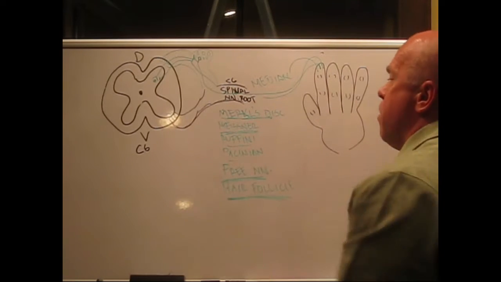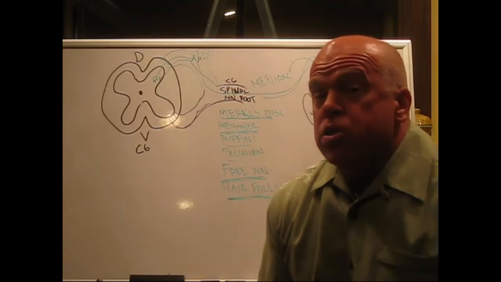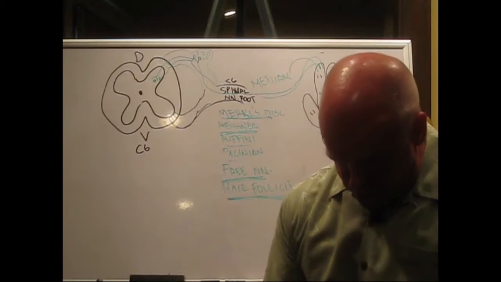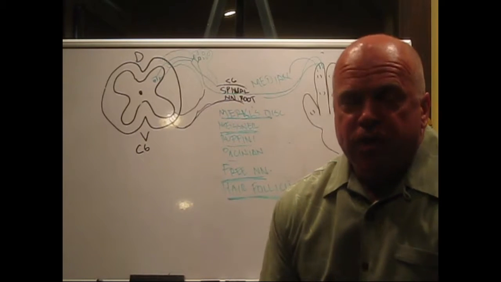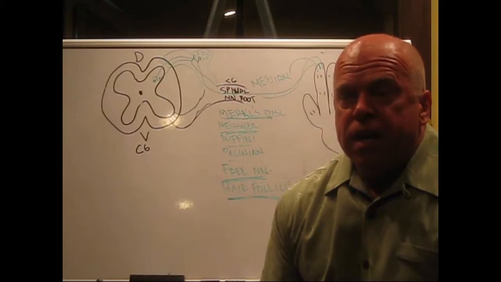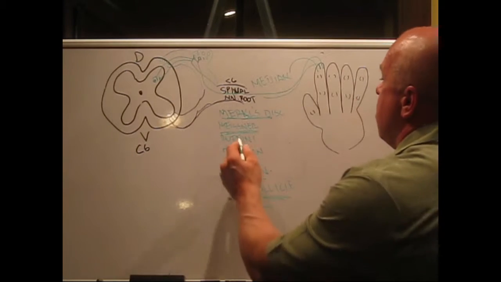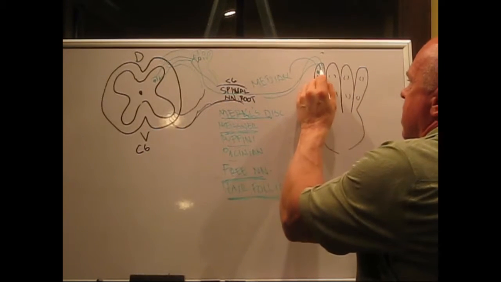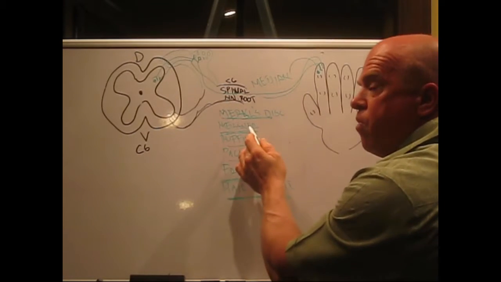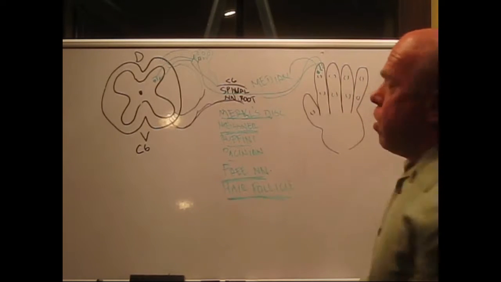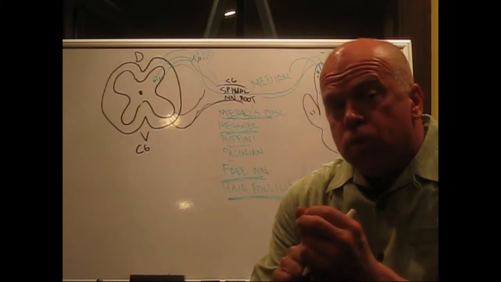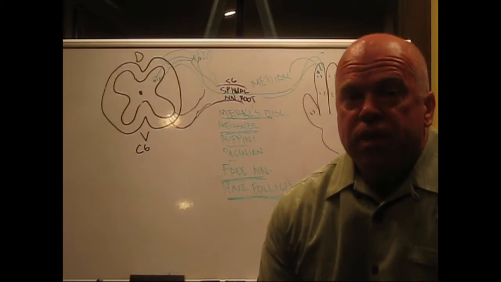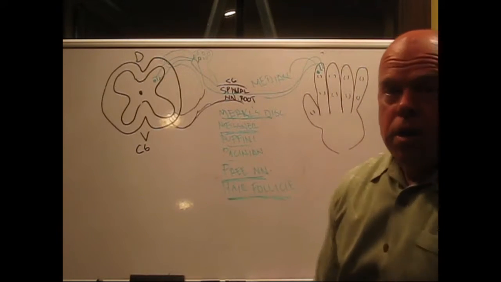Now, the Merkel's discs and the Meissner's corpuscles are the sensory receptors that inform us about light touch. So, for example, when an ant crawls across your finger, you realize that because you're getting an action potential produced in this sensory neuron, and that action potential was initiated here through the mechanical deformation of either a Meissner's corpuscle or a Merkel's disc, both of which are located right within the dermis at either the epidermal dermal junction or perhaps slightly even deeper in the dermis in the case of the Meissner's corpuscle.